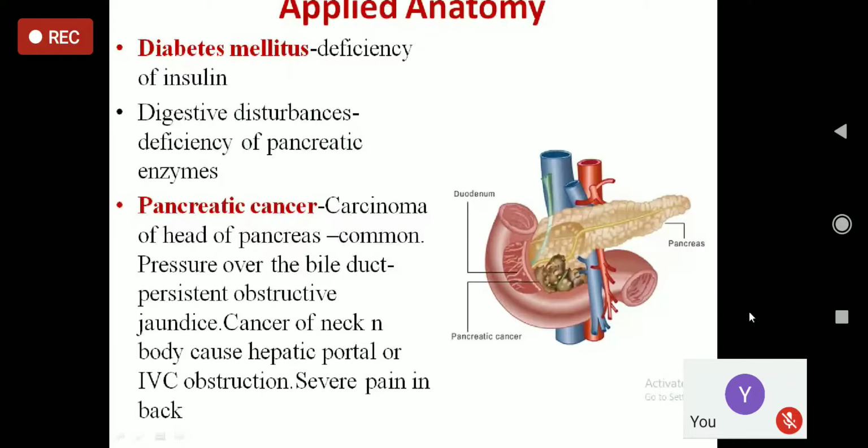And pancreatic cancer, the carcinoma of the head of the pancreas, is common. It is common and complicated also. Pressure over the bile duct and persistent obstructive jaundice can be seen. The cancer of the neck and the body can cause hepatic portal or inferior vena cava obstruction, and severe pain towards the back will occur. Because of the cancerous lesion, it can compress the inferior vena cava and the portal vein, leading to severe pain on the back. Okay, so this is the head of the pancreas, or pancreatic cancer.